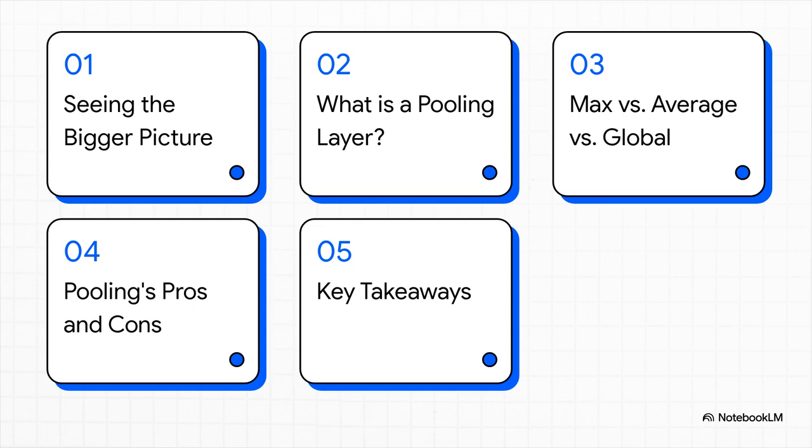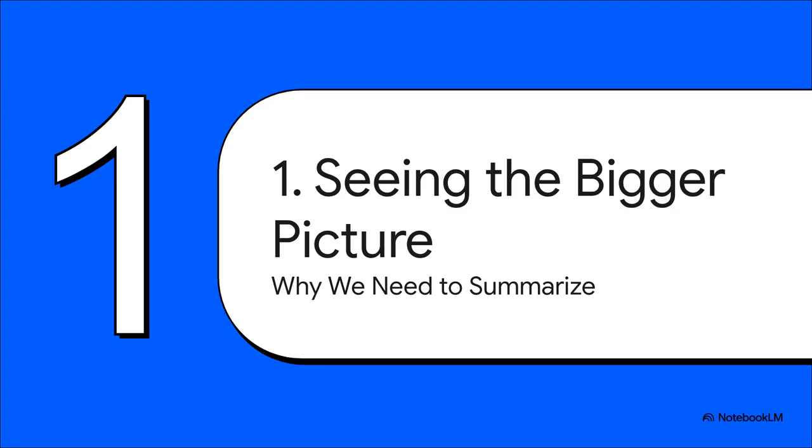So, in this explainer, we're going to look at the really elegant solution to both of these problems. We'll start with why we even need to summarize in the first place, then we'll get into what a pooling layer actually is. After that, we'll compare the big three: max, average, and global pooling. We'll look at the pros and cons, and then, of course, we'll wrap it all up with the key takeaways you need to know. All right, let's dive right in.